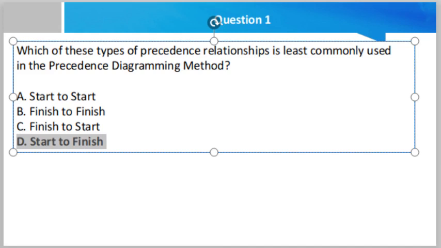Now why is it the right answer, friend? Basically, start to finish relationships indicate that the next task cannot be completed until the one preceding it has started. This type is not commonly used.